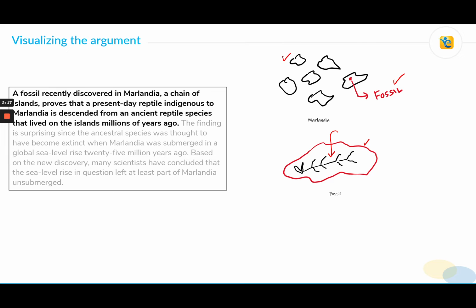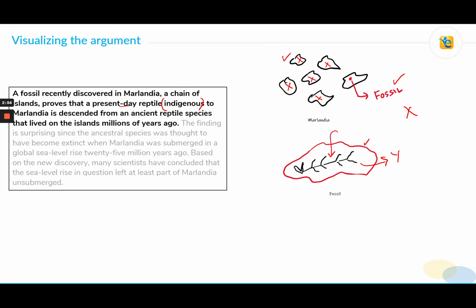So let's call this particular species Y. The fossil contains the remains of some species, let's call the species Y. All right. The argument also tells us about a present day reptile that is indigenous to Marlandia. So in this island right now, there is this other species. Let's call the species X. X is an indigenous species. Indigenous means it's native to Marlandia. That doesn't mean that it does not exist anywhere else. By migration, it could exist in other places also, but it is native to Marlandia.